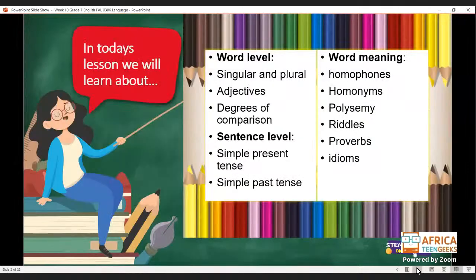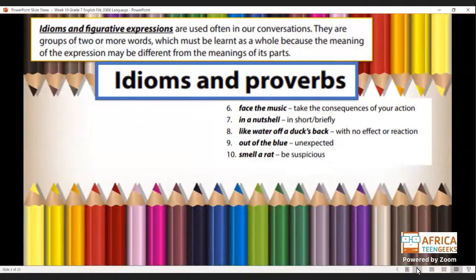So can you believe it? We're halfway through week 10 already. Today we're going to do a bit of revision on language. I am focusing a bit more on homophones, homonyms, and some proverbs and idioms. The other examples in language might come in now and then, but I am going to focus more on the word meanings, because we haven't done a lot of that in our lessons.